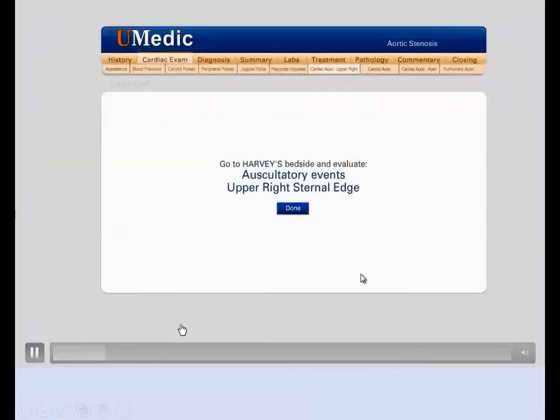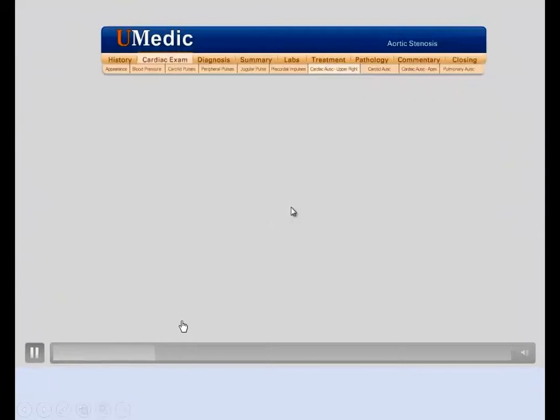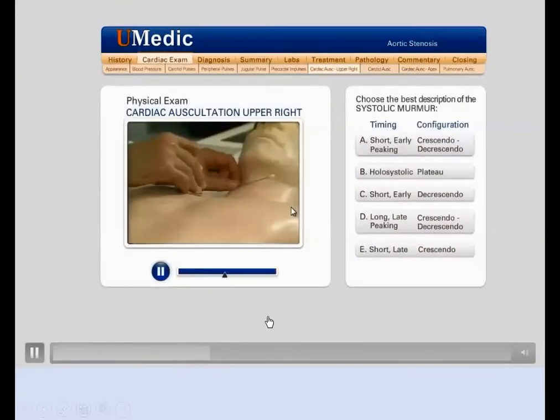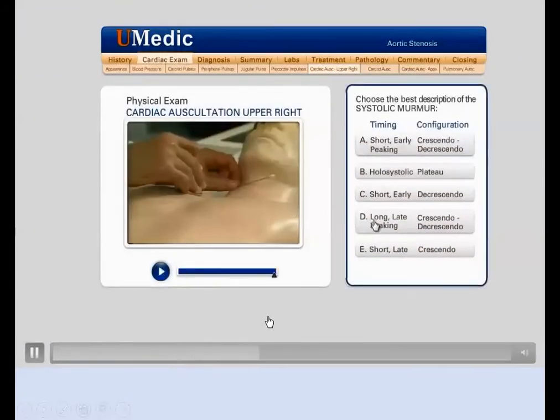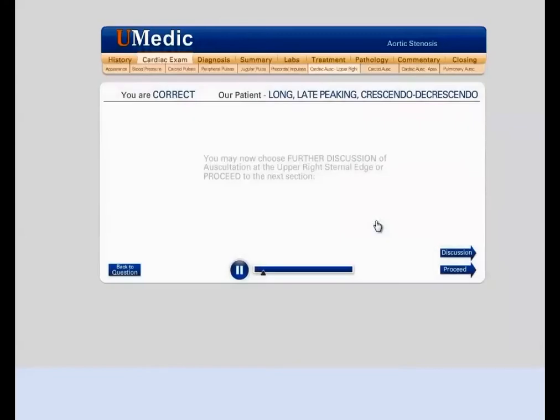But let's say the student actually picked the correct answer, as will be demonstrated here. They would be asked to go and examine the bedside for Harvey. They would come back and pick the appropriate answer, which would be long, late-peaking crescendo-decrescendo murmur for the aortic stenosis in the aortic area.